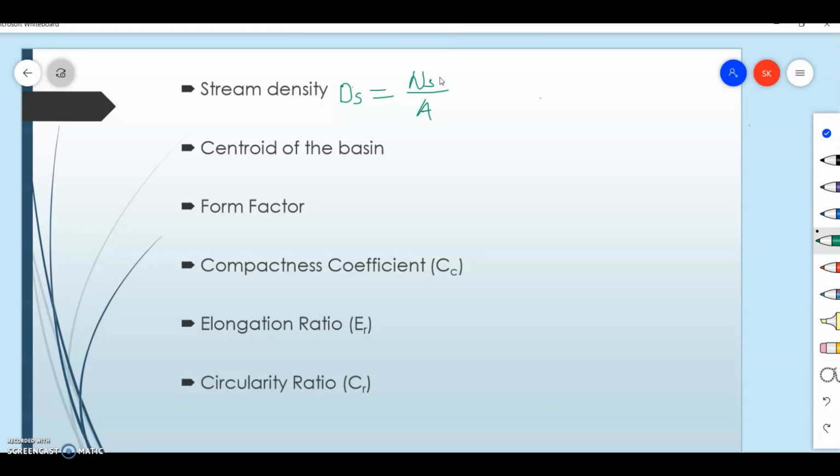The next term is the centroid of the basin. It is the point of the weighted center of the watershed, and is called the centroid of the basin.